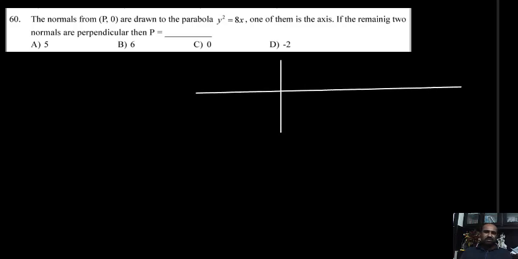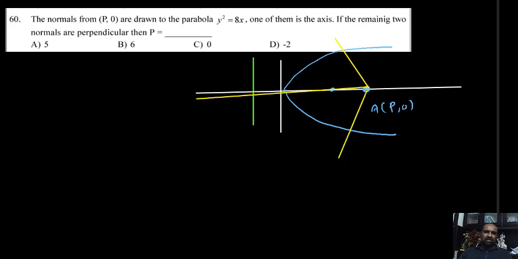So this is the y-axis, this is the x-axis. This is the directrix of the parabola. This is the parabola. So for example, I will take y square equal to 4ax, and somewhere here the point p comma 0. Through this point, actually, you can draw three normals. I will show you what the three normals are. This is one normal, this is another normal, and this other normal coincides with the x-axis.